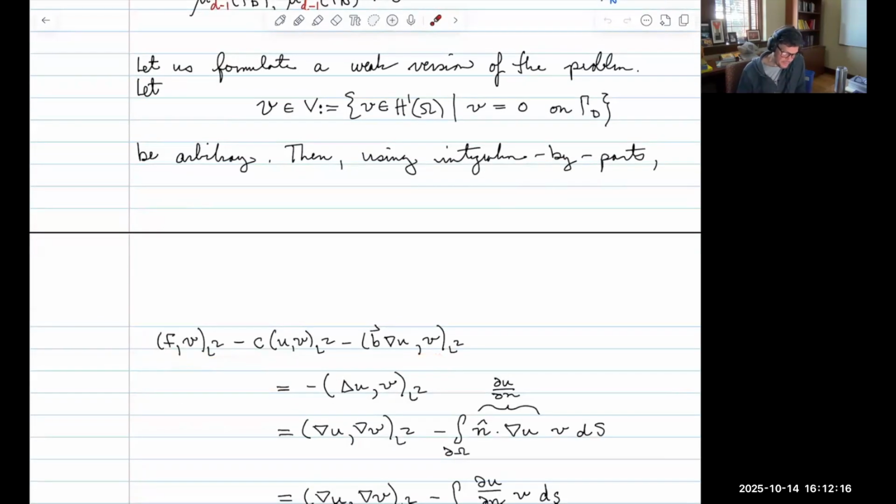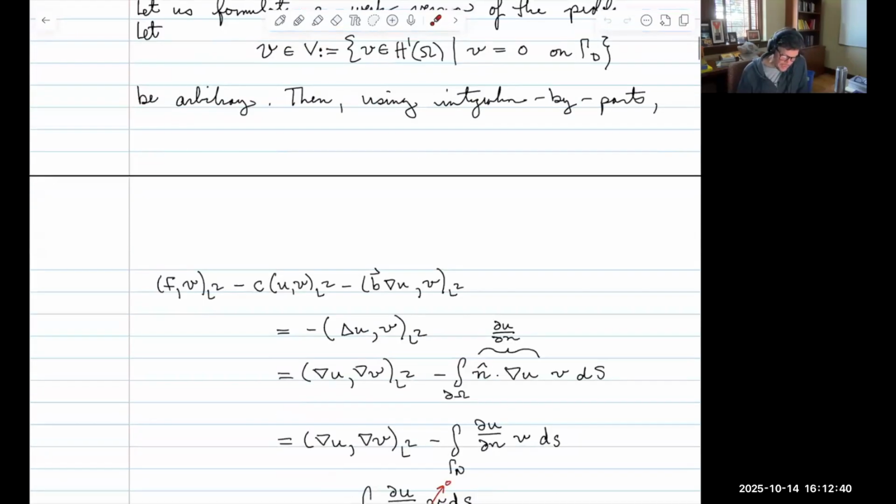I'm going to think of them as being on the left-hand side, but ultimately they were on the right-hand side, equal to minus the integral, the usual integral, of Laplacian of u times v. And now I'm going to integrate that by parts in the usual way.